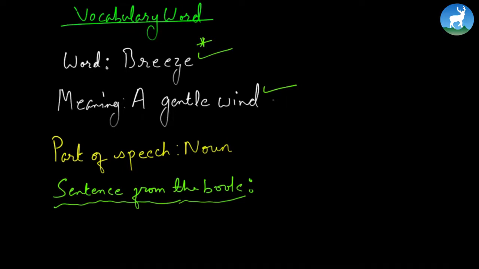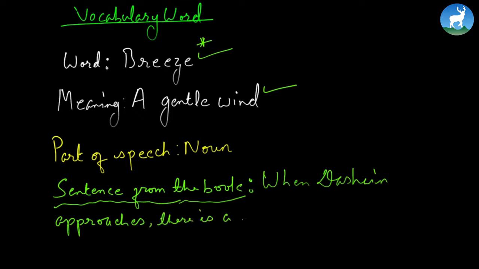And a sentence from the book will help us greatly to understand how that word is used in the sentence. Now, right in the passage that I'm about to read, the very first sentence, you can find the word breeze. When dusk approaches, there is a gentle breeze in the air. See, sentence from the book. When dusk approaches, there is a gentle breeze in the air. See, we copied it as it is in the passage.